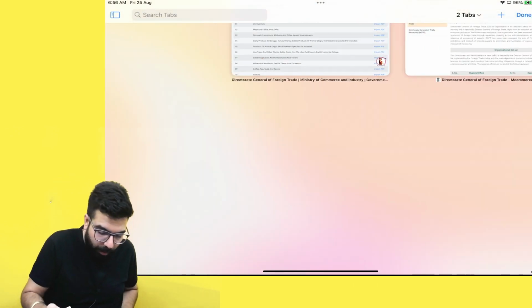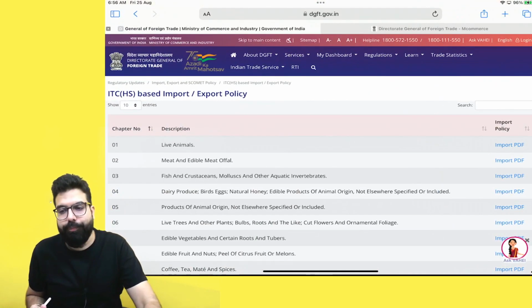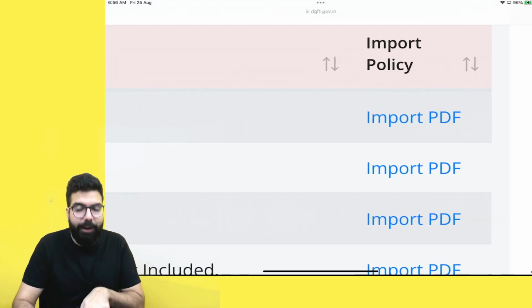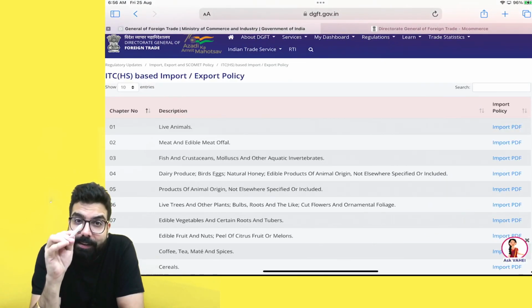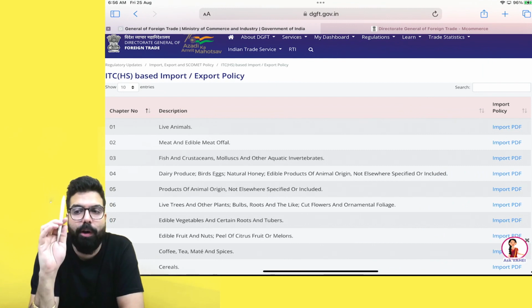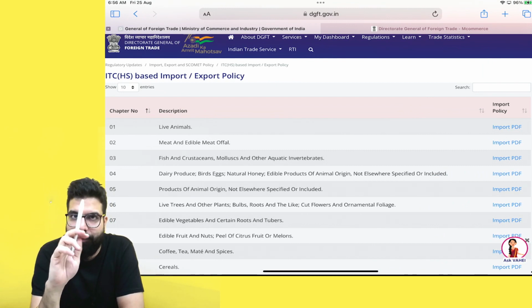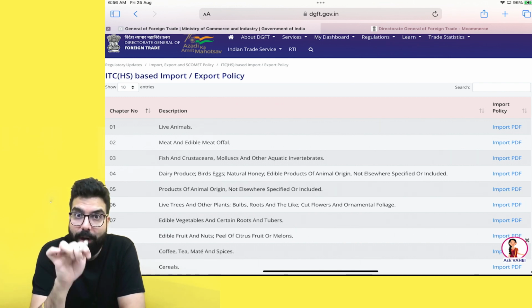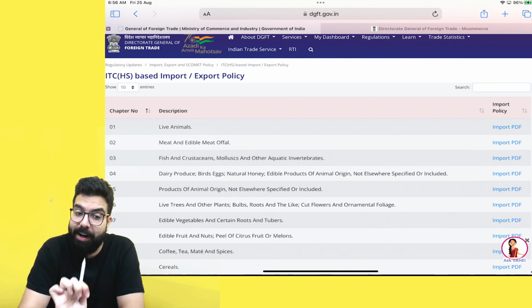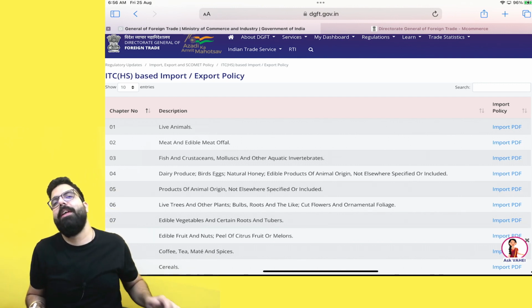Listen to me very carefully. What happens over here? When you open the policy, supposing the import policy PDF, you will see that for every HSN code, it is written whether this item can be freely imported, whether this item is restricted, whether this item is prohibited. Prohibited means you can't import. Whether this item can be imported only through state trading enterprises. All those will be written in the ITC-HS.